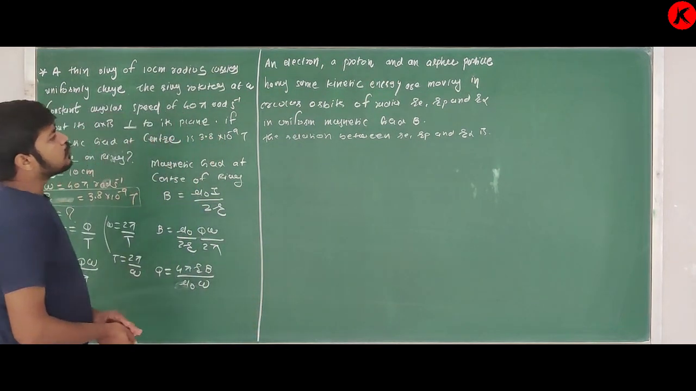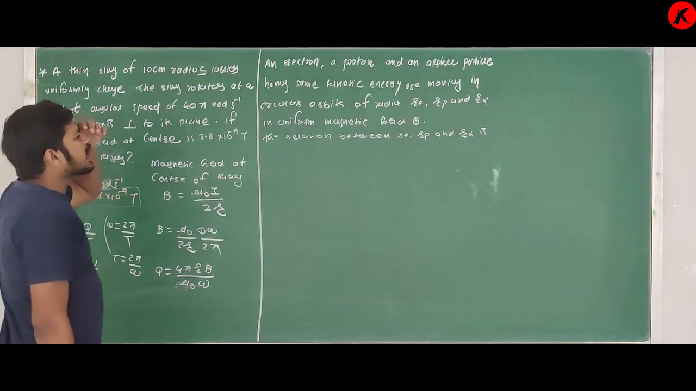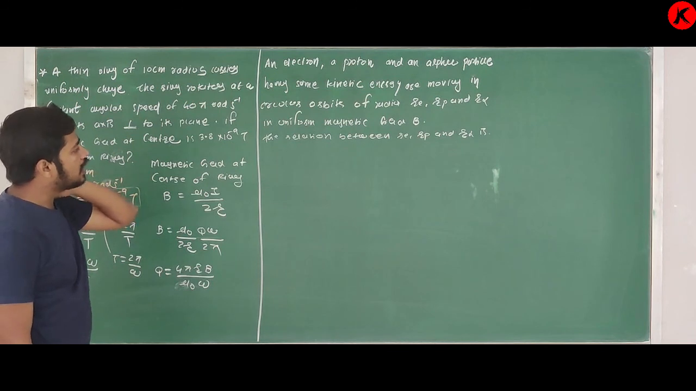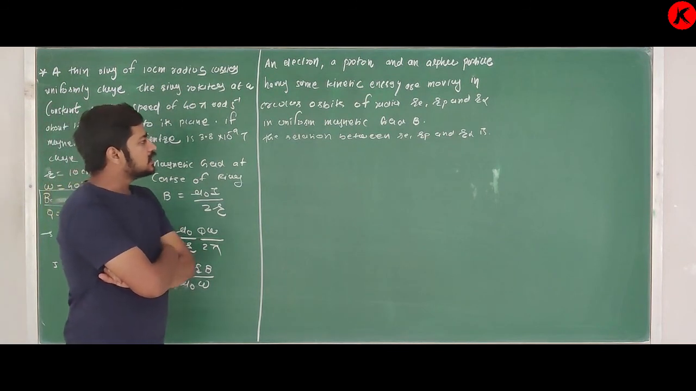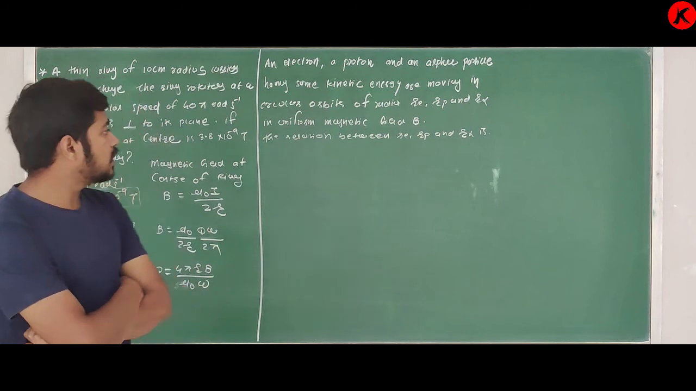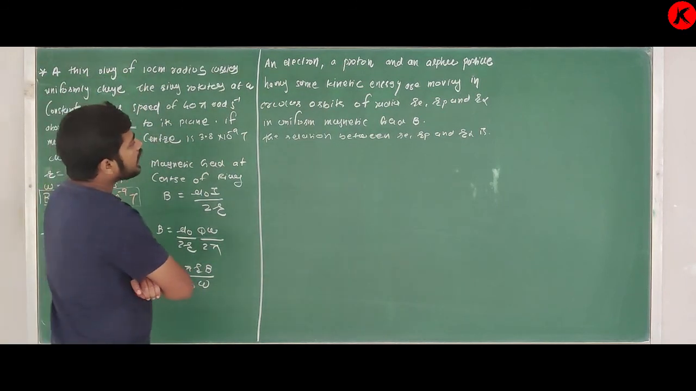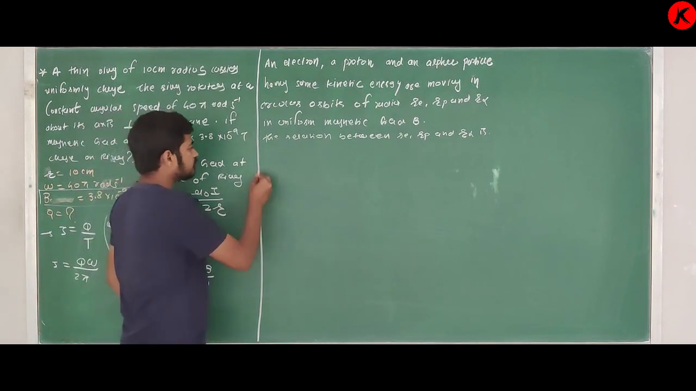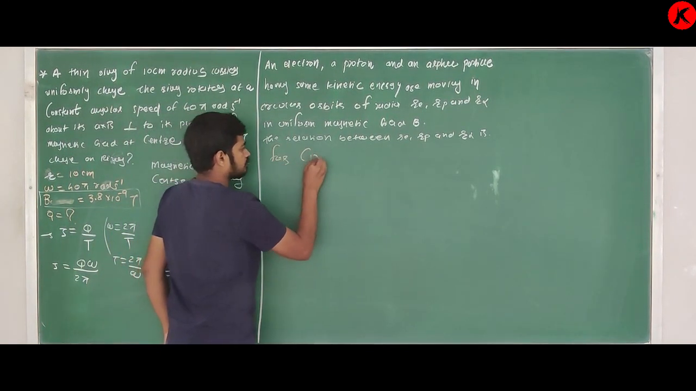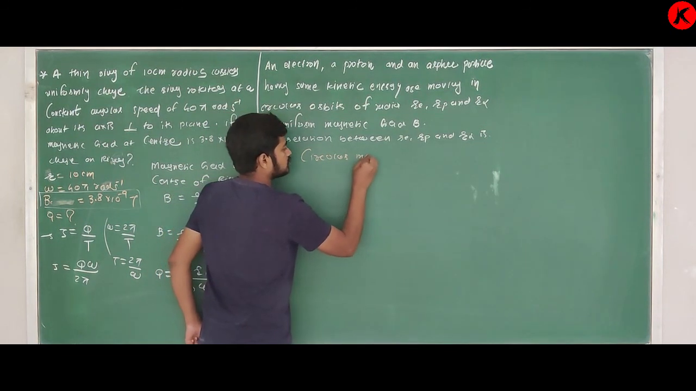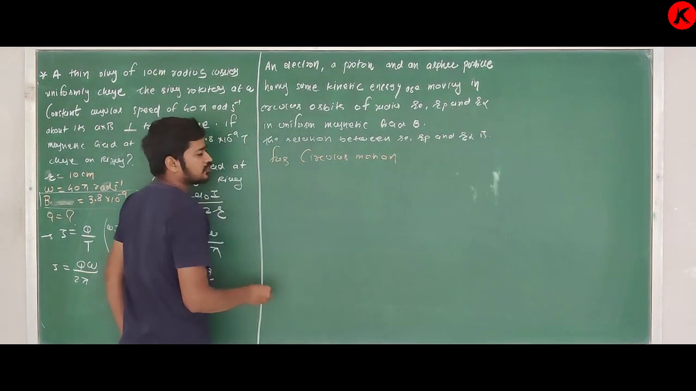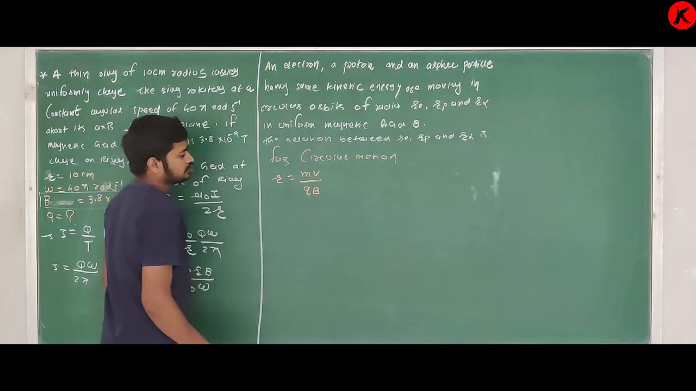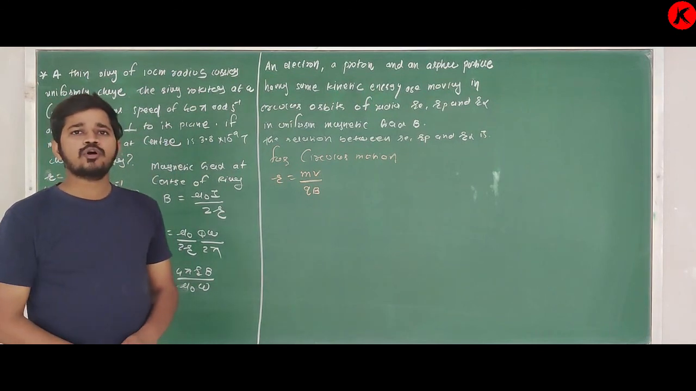An electron, a proton, and an alpha particle having the same kinetic energy are moving in circular orbits of radius R e, R p, and R alpha in a uniform magnetic field B. What is the relation between the radii? See, they are moving in circular orbits, so for circular motion we know the equation of radius: R is equal to mv upon q.